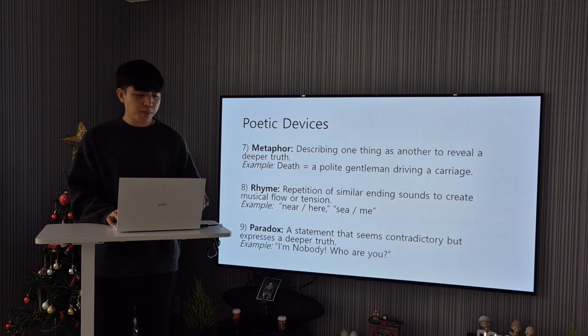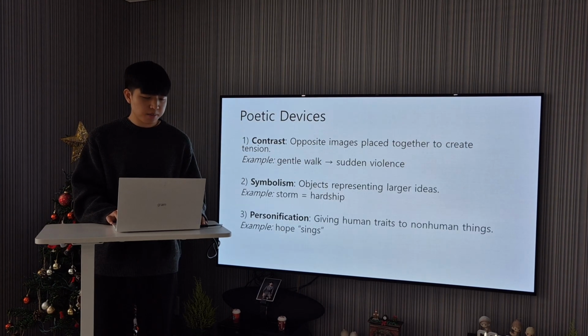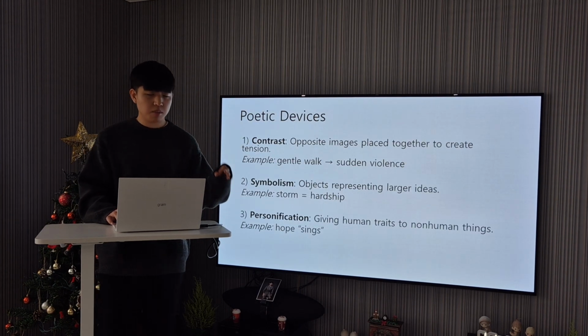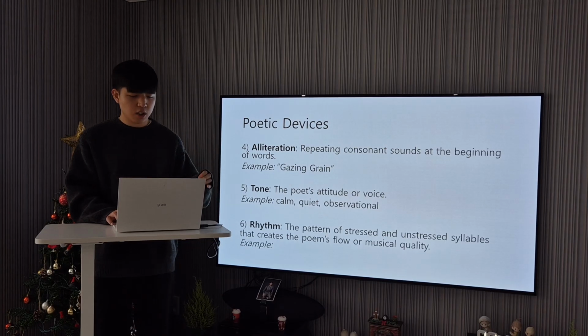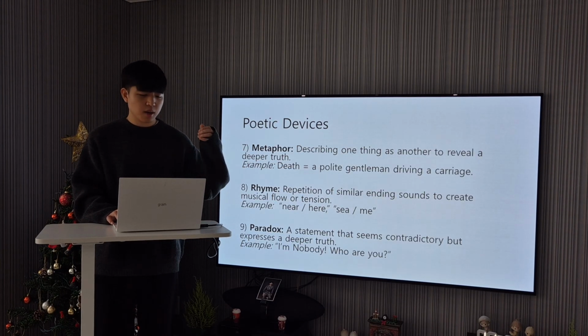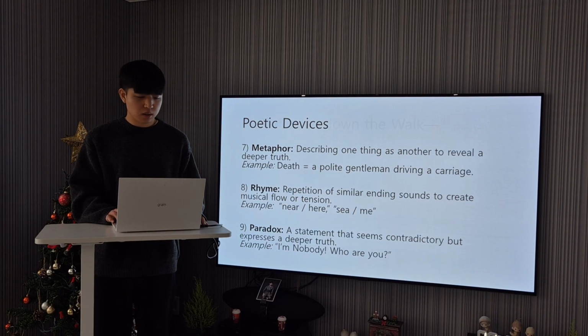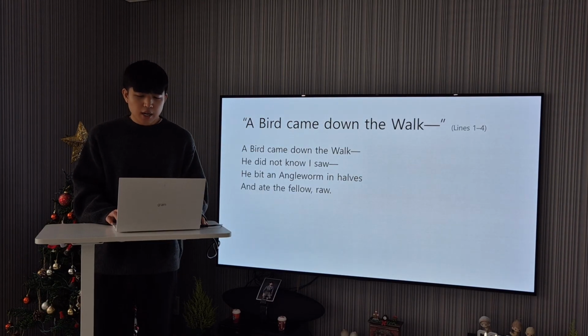So these are the 9 poetic devices we went over: contrast, symbolism, personification, alliteration, tone, rhythm, metaphor, rhyme, and paradox. So please review them before class. Now, let's turn to our first poem.